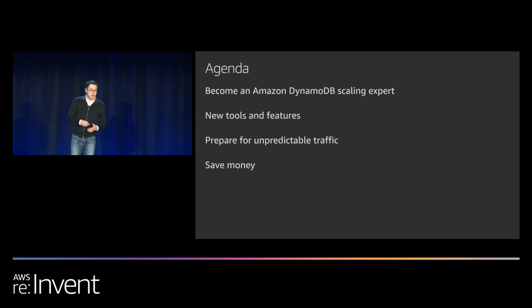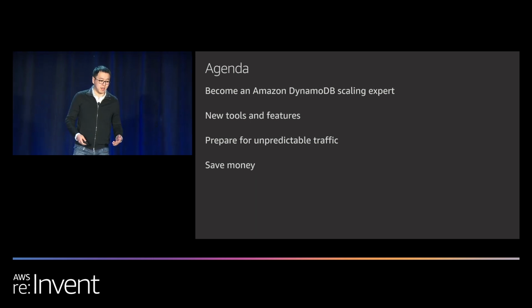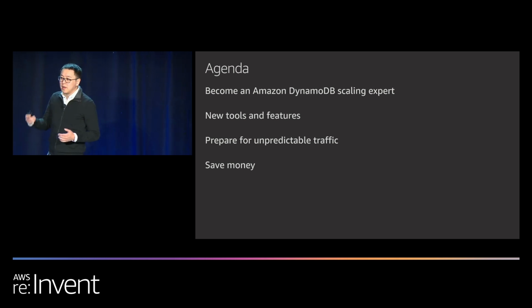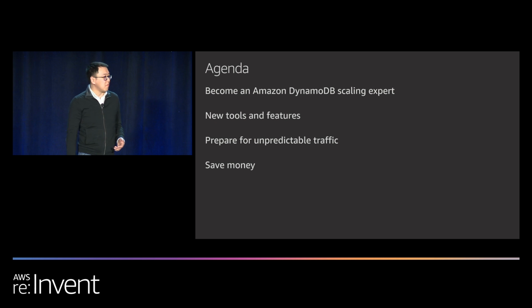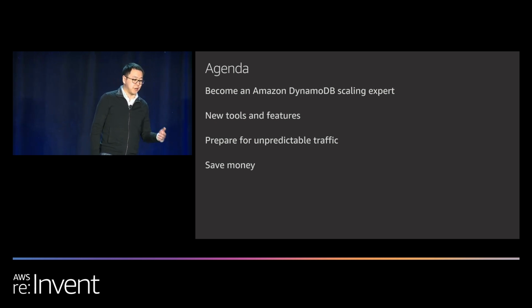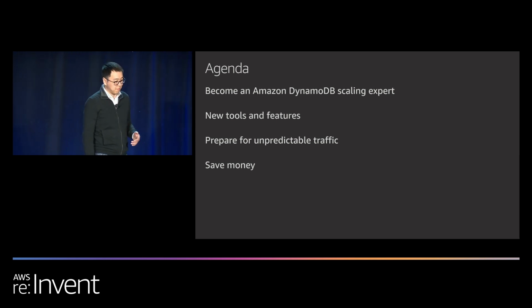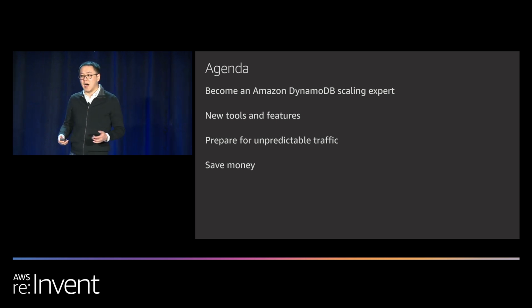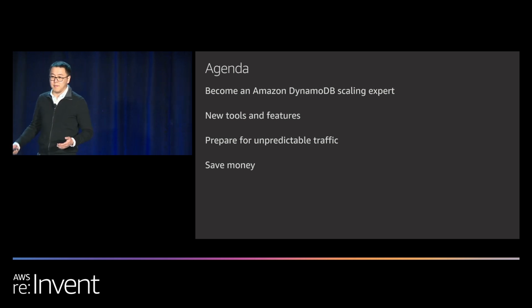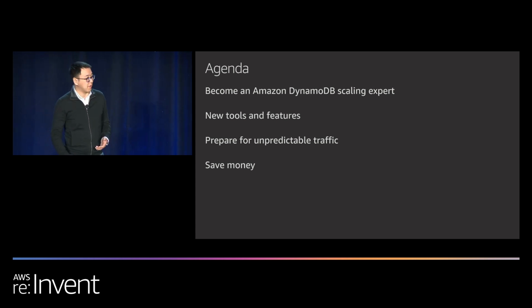So the agenda for today is that by the end of this, hopefully everyone in the audience should be becoming an Amazon DynamoDB scaling expert, to know how and when DynamoDB scales. I'm going to talk to you about some new tools and features and help you prepare for unpredictable traffic, for that unpredictable product launch when you don't know how much to provision. And lastly, we're going to be going over ways to save money, to really optimize your bill and be more efficient about how you use DynamoDB and just achieve a reduction in your monthly AWS bill.